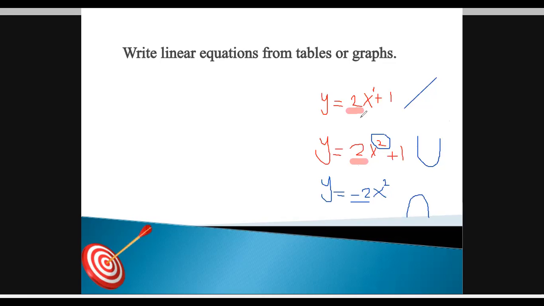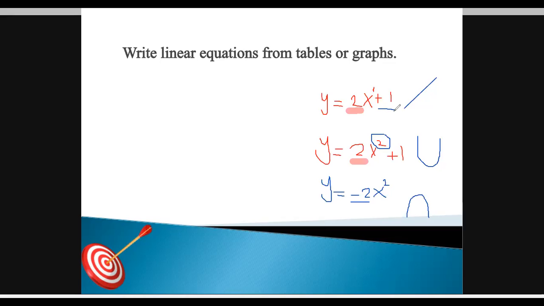Kinsey? Yes, Miss. Can I ask a question? Does the linear equation have to pass through zero? No, it's not necessarily passing through zero. In this equation, for example, it's plus one, which means the y-intercept is one and it will pass through one. But if you don't have a y-intercept, it will pass through zero.